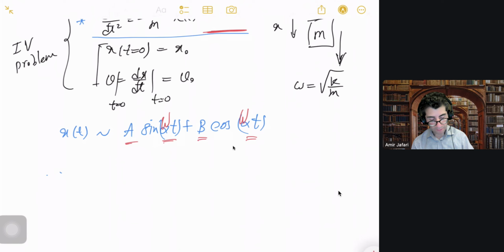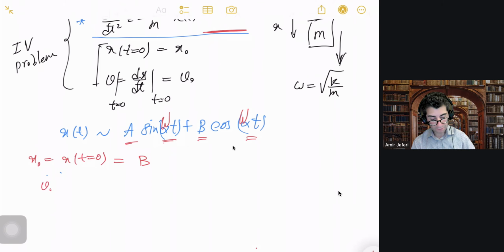Well, initial conditions. You have initial conditions here. Remember, x at t equals 0 should be x0. We are assuming that it's a given, okay? So it's the meaning of initial conditions. So x0, let's plug in here. When t is 0, sine vanishes, so you get B. Cosine of 0 is 1, so x0 would be B.